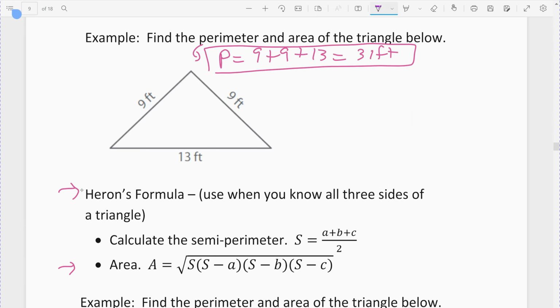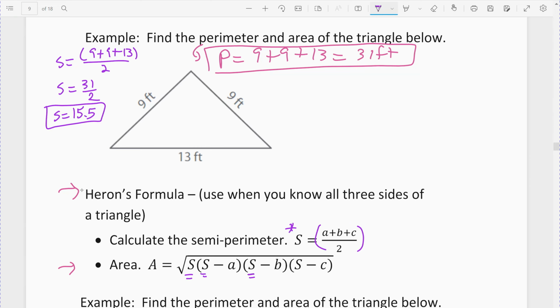So S in this case is 1/2 the perimeter, that's what this stands for. That A plus B plus C is our perimeter. We already know the perimeter was 31, so the S we're looking for would be 9 plus 9 plus 13, divided by 2, which in this case is 31 divided by 2. You can leave it like that, or I actually think it's easier to work with decimals, so I'm going to change it to 15.5. So the S that we're going to plug into this formula is 15.5.